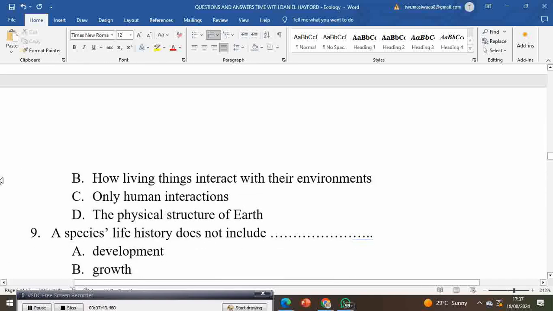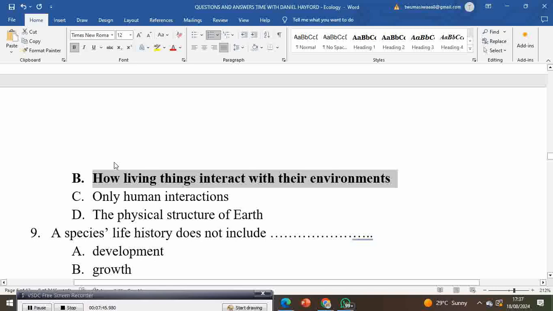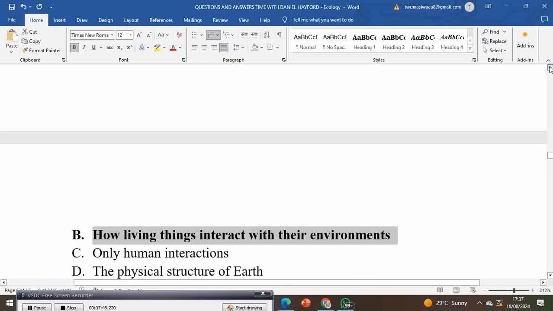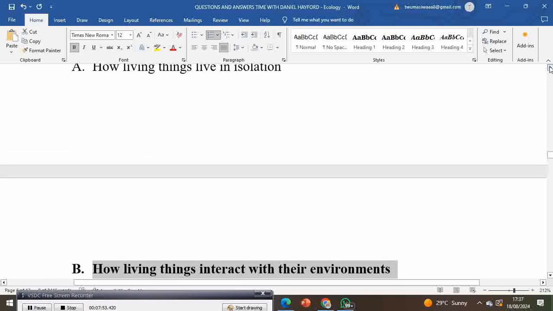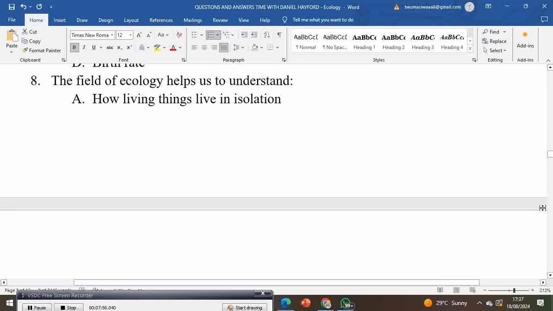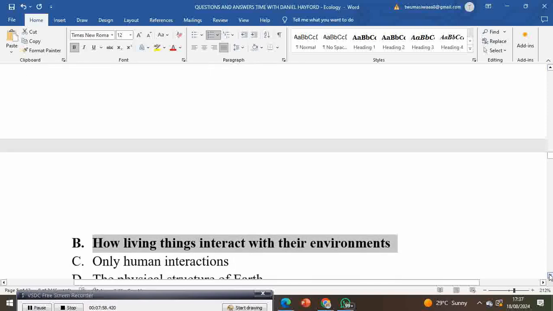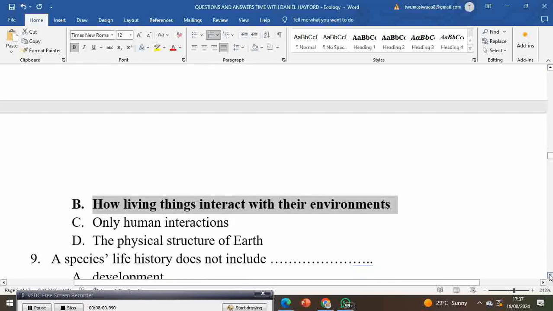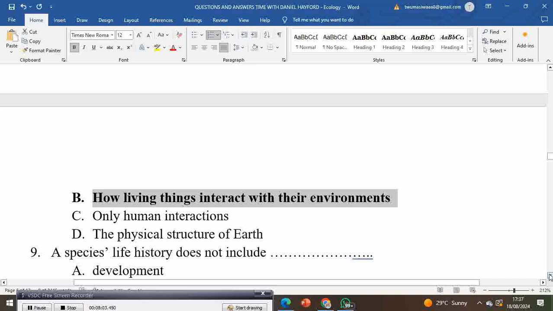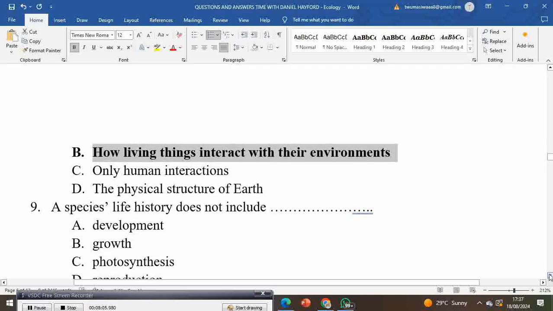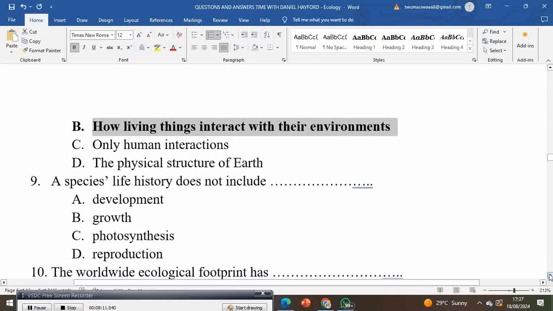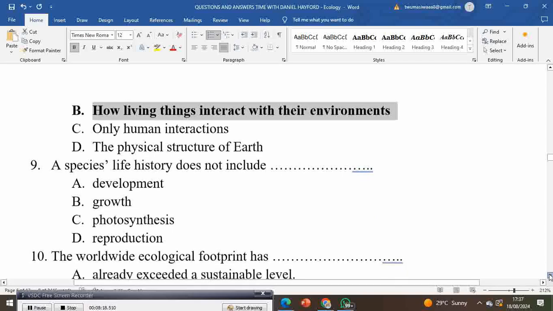The field of ecology helps us to understand how living things interact with their environment. Living organisms interact with each other and also with their physical environment. Or we can simply say living organisms interact with their environment. And that environment may be both biotic and abiotic.